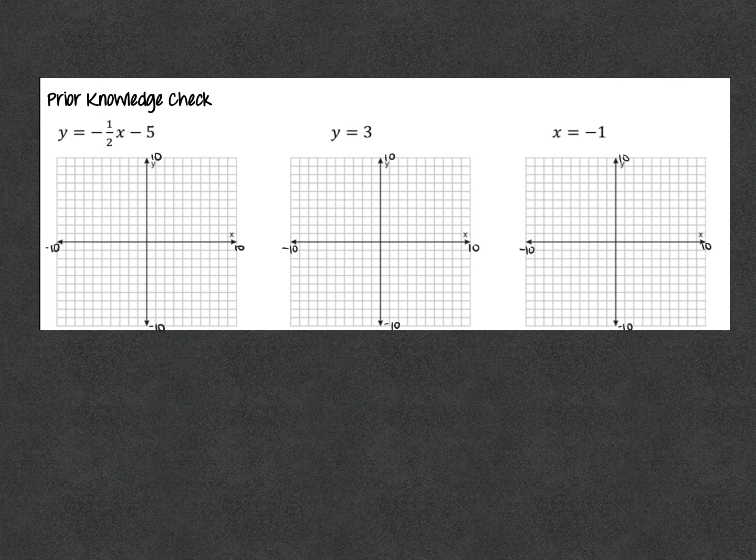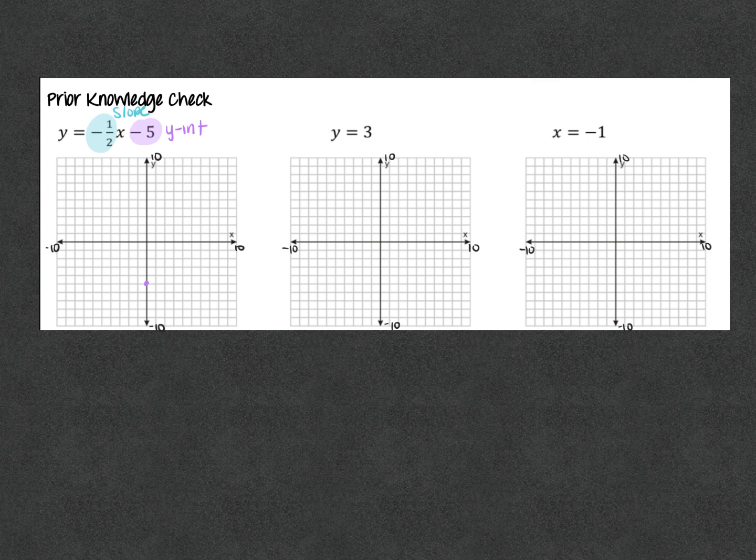So before we get started, let's do a little prior knowledge check to make sure we remember how to graph a line. To graph a line, we're going to have these in slope-intercept form. So we have y equals mx plus b, where your m is your slope and your b is your y-intercept, okay? If you remember, your y-intercept is where it hits the y-axis. So on our y-axis, we're going to go down to -5, which is right here. And then we're going to use slope to get the rest of our points.